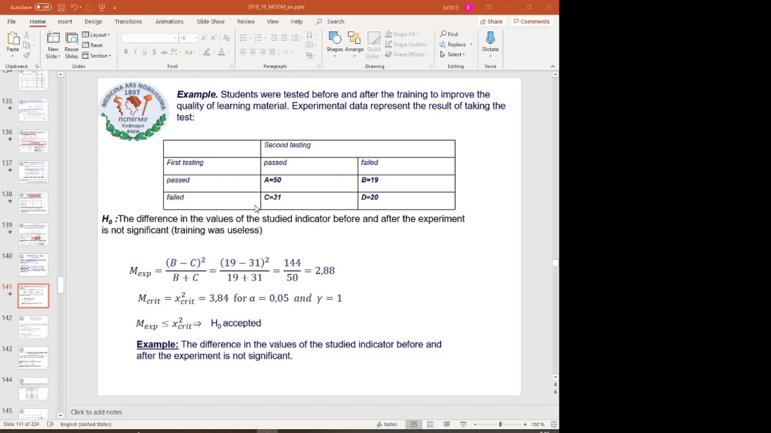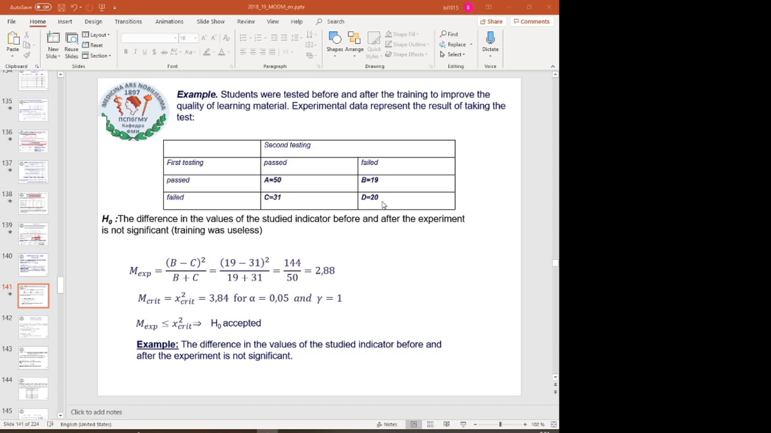So 31 students successfully improved their knowledge, and they, as we see, didn't pass the first testing but passed the second testing. And 20 students were sleeping during the classes, and they didn't improve their knowledge, they failed both times, before and after.